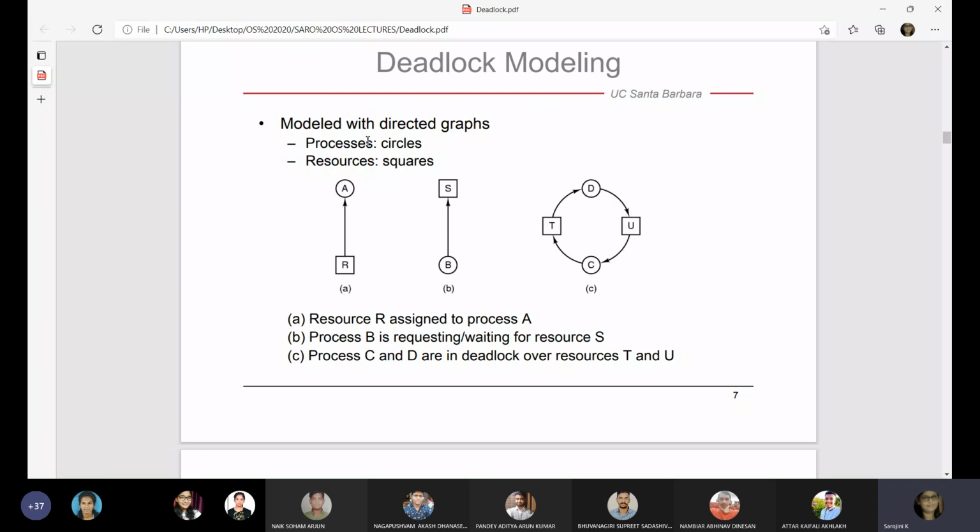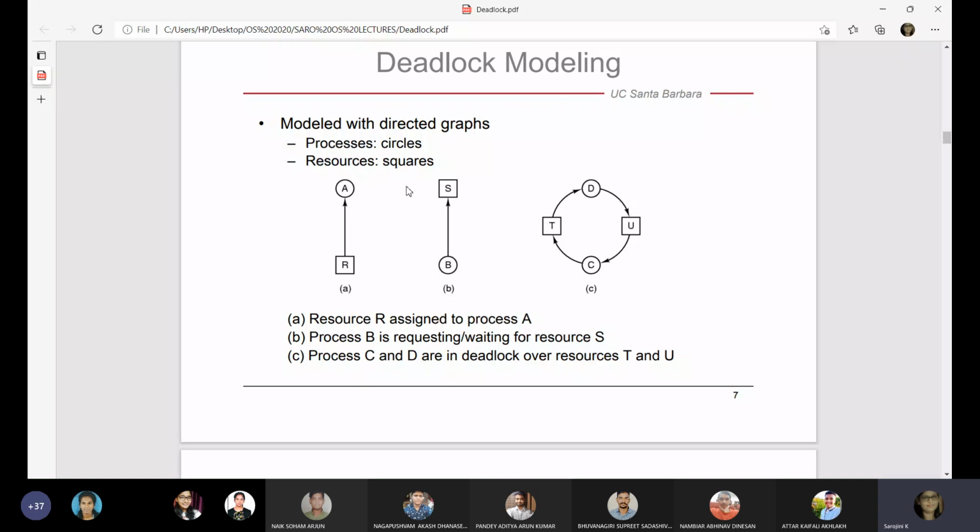Processes. Processes are represented using circles. So here in this diagram, A is a process, B is a process, and D and C are processes. So circles represent processes. The name of the process will be written inside the circle. So this is process A, this is process B, this is process C, this is process D.